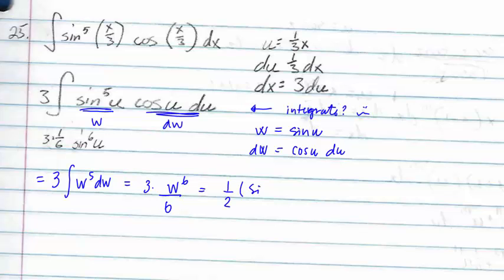W is worth the sine of u to the 6th, but we need to go all the way back to the original variable. So 1/2 the sine of the original variable, 1/3 x for u, all that stuff raised to the 6th, which probably we slip the 6 in and make it 1/2 the sine to the 6th of 1/3 of x plus c.